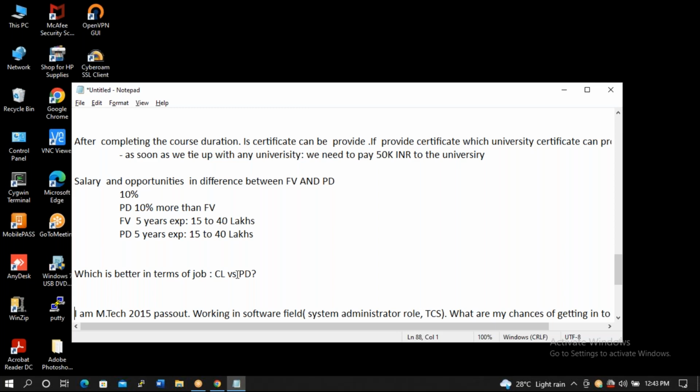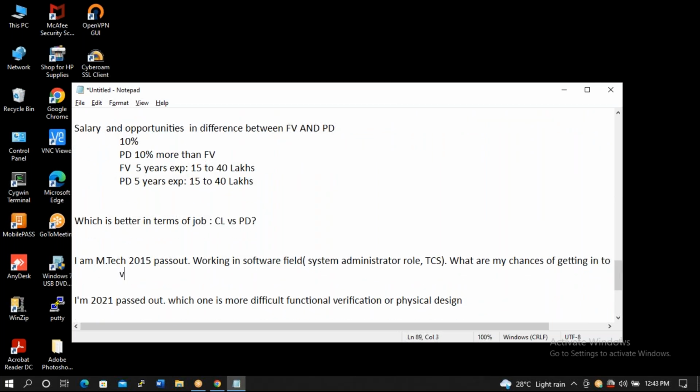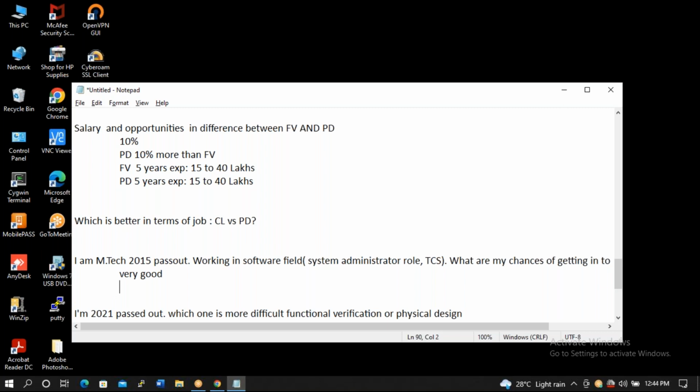Next, I am an MTech 2015 passed out, working as a software system administrator in VLSI backend. Okay, let me answer this question. Chances are very good because you're working in PCs. Here, what you have to do is join a training. Any course you can join. You have to get trained for 6 to 8 months total.